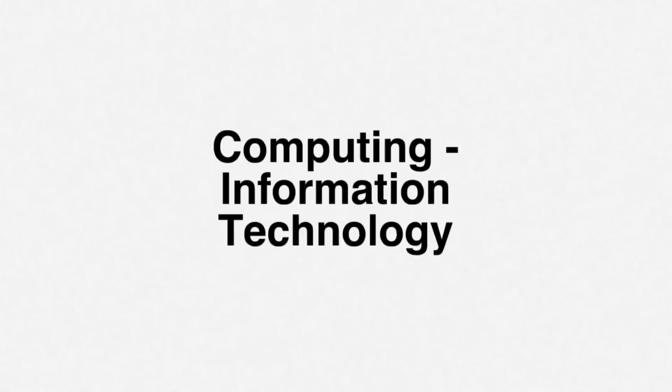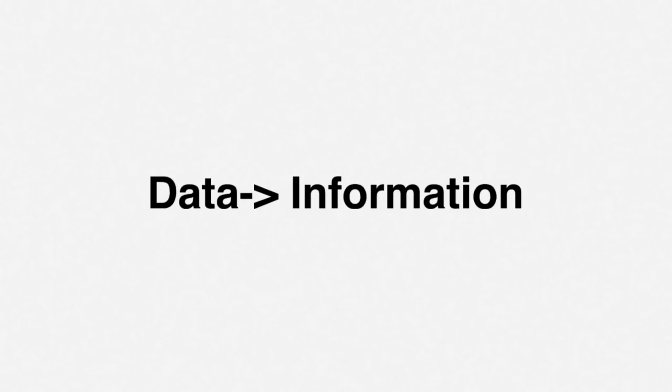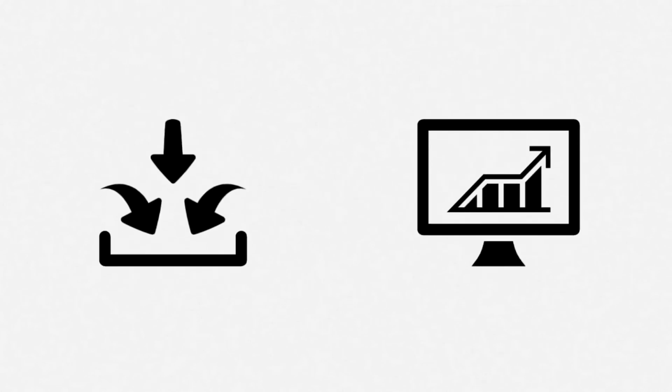A term often used with computing is information technology. While strictly speaking these are two different things, information technology does describe very nicely what computing does. It converts an input data into information. An input might be a load of numbers, and the output or information might be a graph showing upward trends.